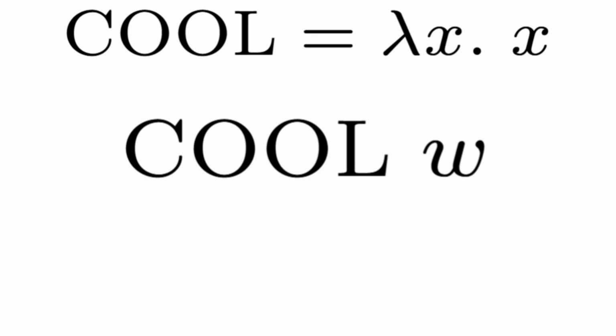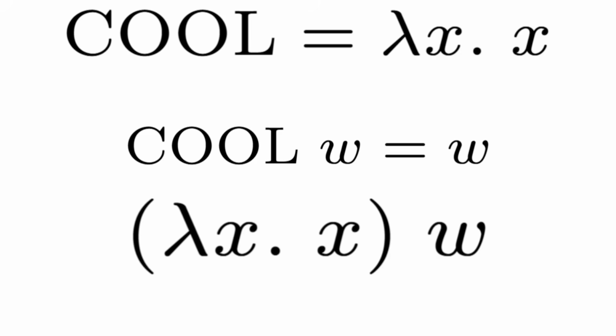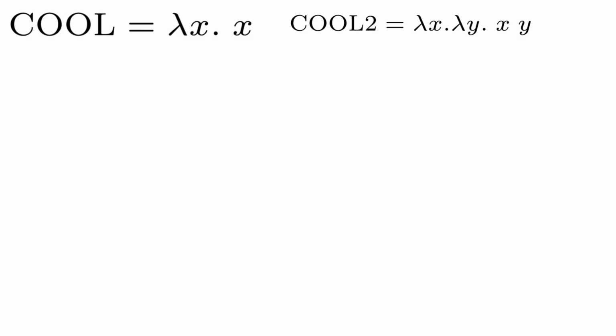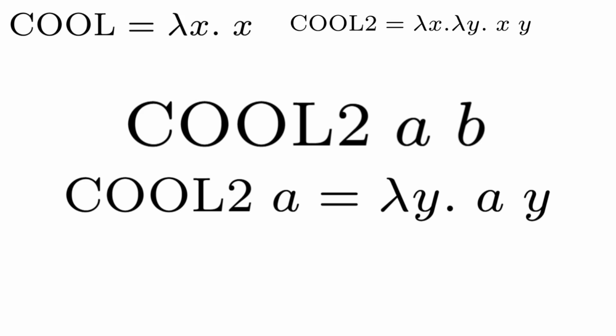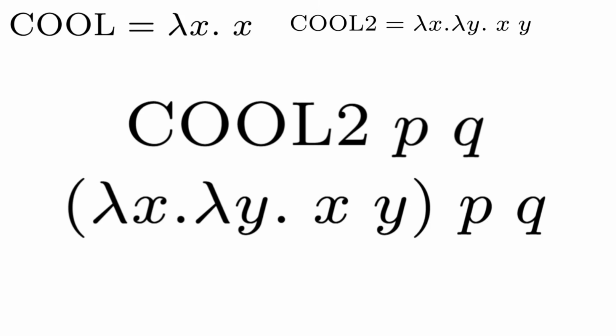Now cool of w would just replace every instance of x in the second part after lambda x dot with a w, so it would just return w. Now many functions will have two variables or more. For example, cool2 equals lambda x dot, lambda y dot, xy. What happens here is cool2 needs two inputs, one after the other, as it returns a function after application.